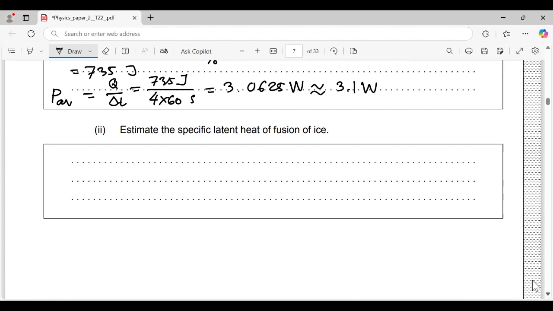Estimate the specific latent heat of fusion of ice. The total thermal energy required to melt is, the formula is Q melt. Q melt is power times time t when melting.